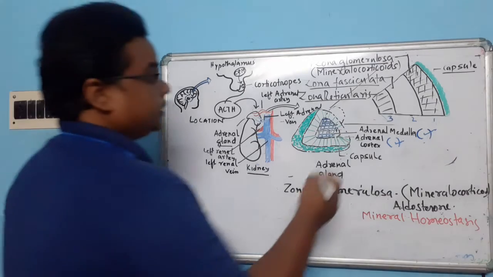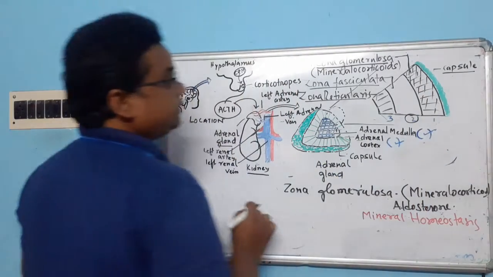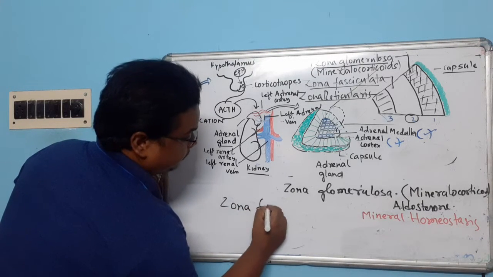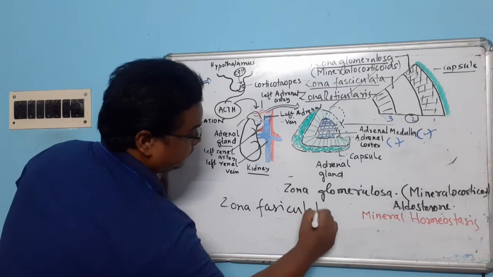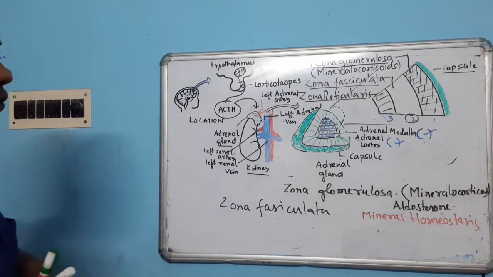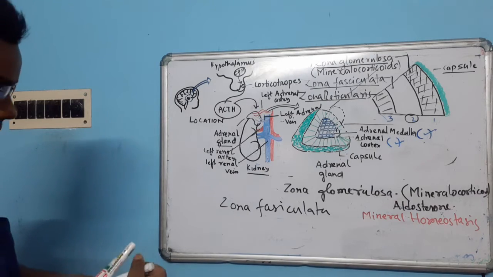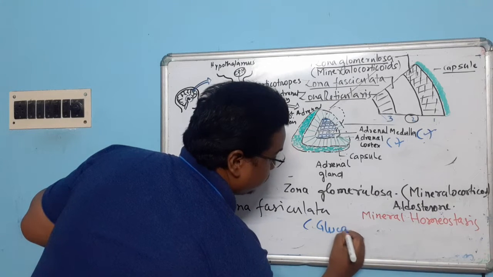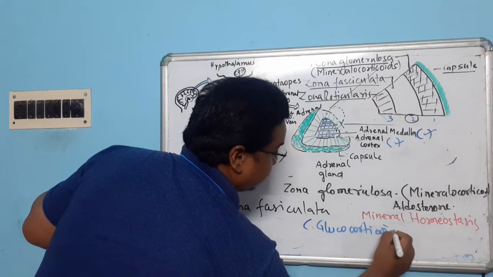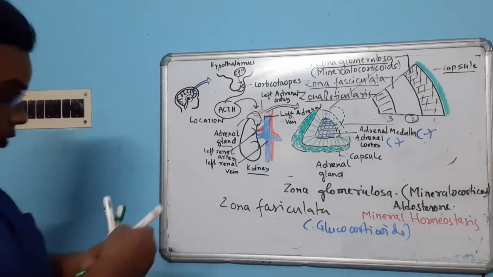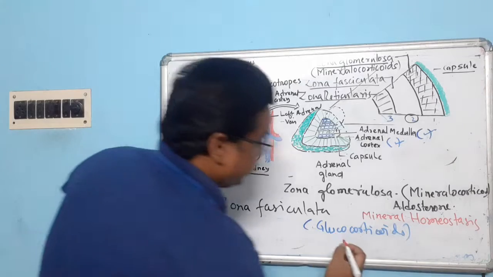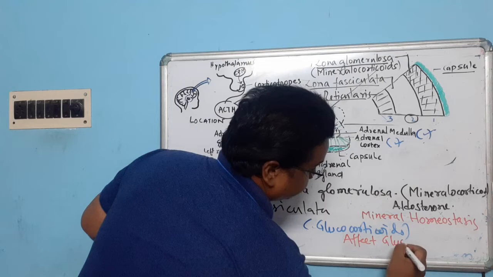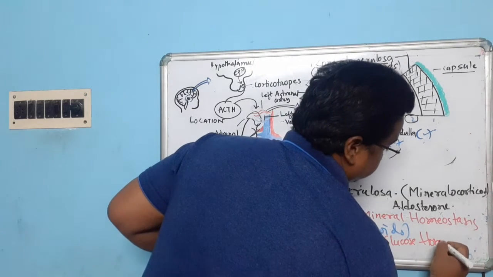Next we have the next zone, the middle one in between. This is known as the zona fasciculata. What does it do? It is involved in the secretion of glucocorticoids. And these glucocorticoids are involved in affecting glucose homeostasis.